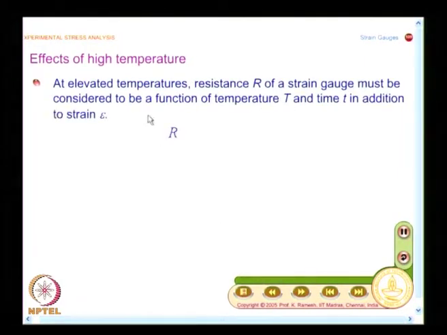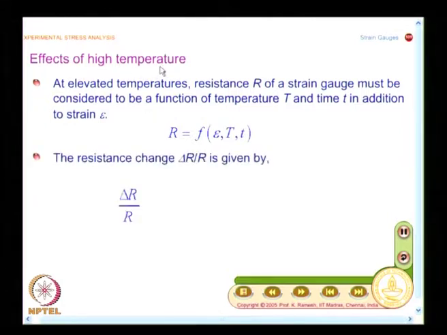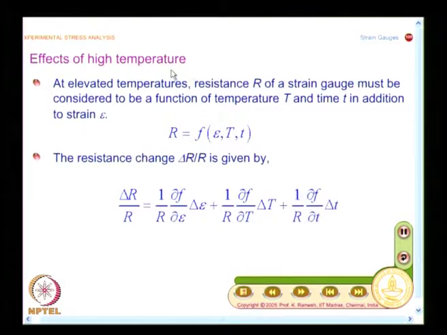Now, we move on to the effects of high temperature. When you are talking about high temperature, we are really talking beyond 250 degrees. At elevated temperatures, the resistance R of a strain gauge must be considered to be a function of temperature T as well as time t. That is the important factor here. So, now resistance is a function of strain, temperature as well as time.